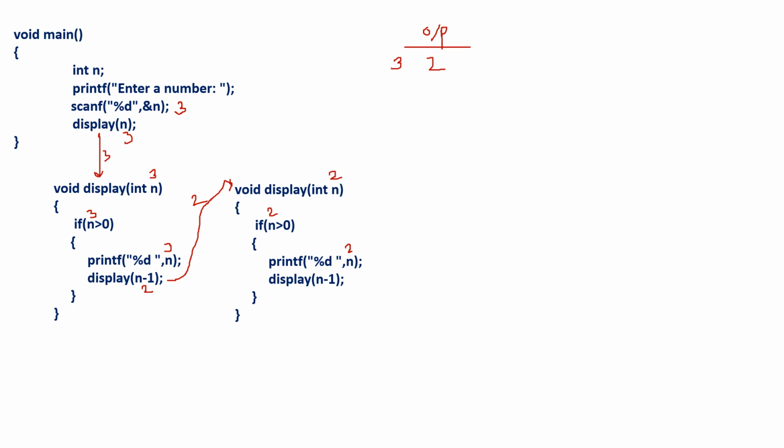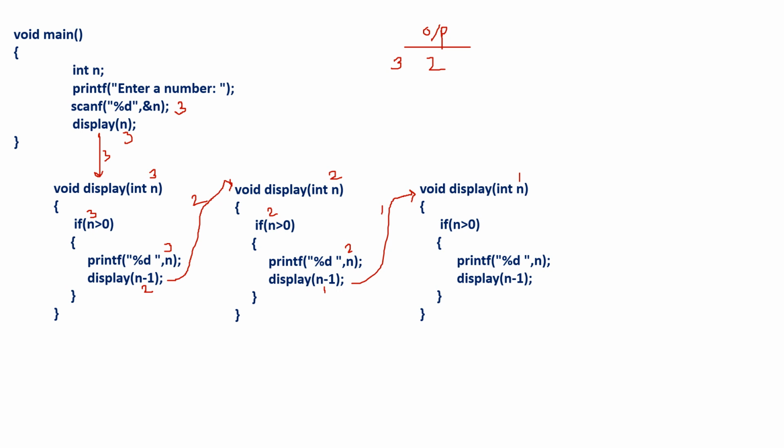What is n minus 1 here? Display of 2 minus 1, that is 1. That is, another display function is calling. Another display function is called with argument 1. Now in this display function, the n value becomes 1. Here the condition, if n is greater than 0, that is 1 is greater than 0. Again the condition is true. Then we will print the n value, that is printf %d n. Now the n value is 1. We are printing value 1. And then it is calling another display function with argument n minus 1, that is 1 minus 1, 0.